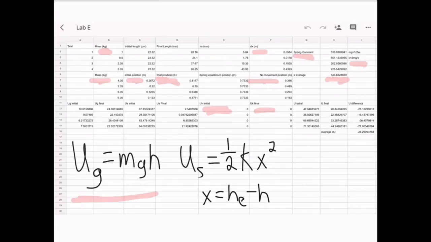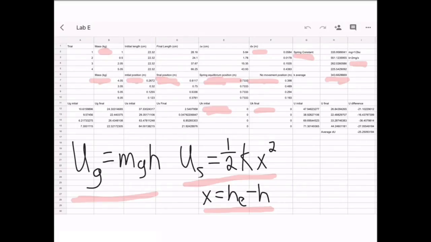And then we calculated the spring potential energy at these same points by the equation U sub s is equal to 1/2 kx squared, where x is equal to the equilibrium height, which is equal to 0.7333 at each of the spring positions. That's the height that the completely unstretched spring, the relaxed spring, is at. And we subtracted the height of whatever point we were using. So for example, the initial spring potential energy for the 4.05 kilogram mass was calculated with 0.7333 minus 0.2672, and that was the value of x for that one.